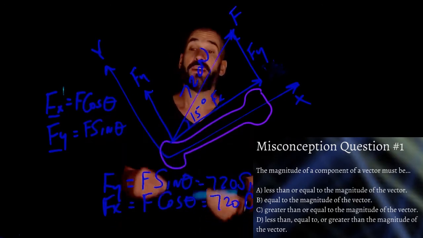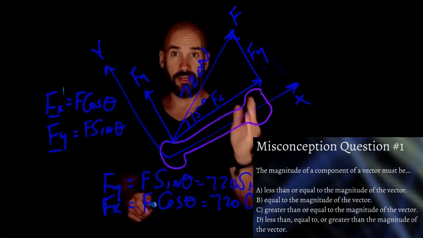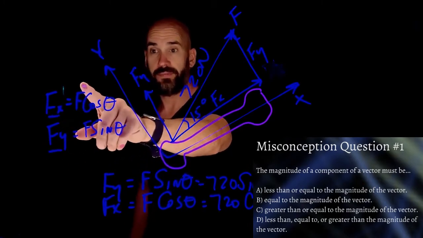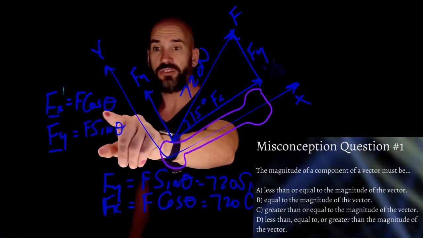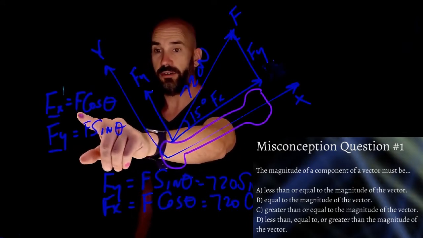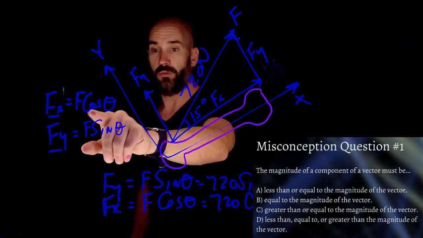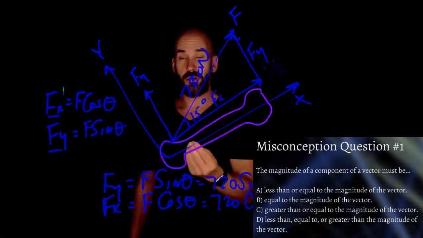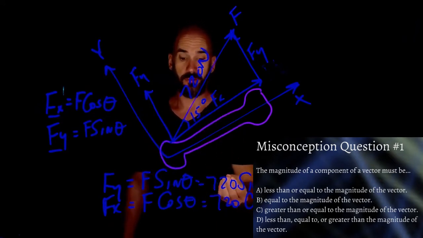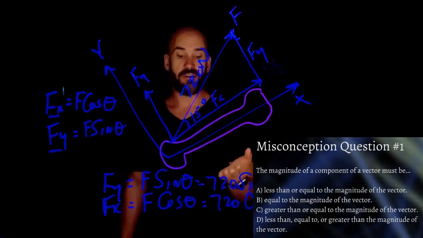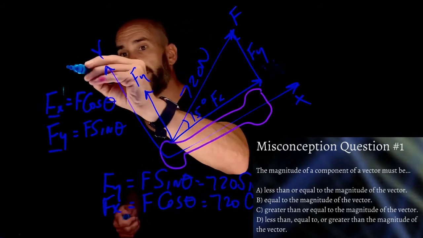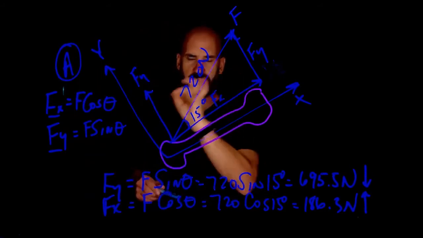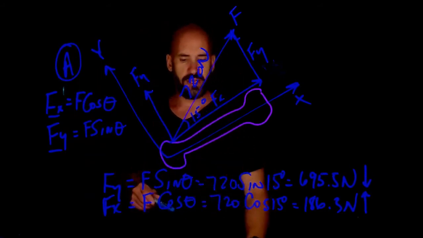And you guys know that cosine and sine functions only go from 0 to 1, right? So that means Fx can only be between 0 and F, okay? If cosine is 0, that's 0. If cosine is 1, that's F times 1. So the components can only be between 0 and the magnitude of the vector, in other words, less than or equal to the magnitude of the vector, which is the answer A. Okay? Does that make sense? Pause if you need to think about it for a second. If not, move on with me.